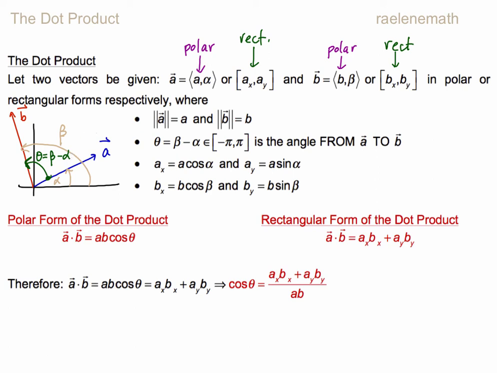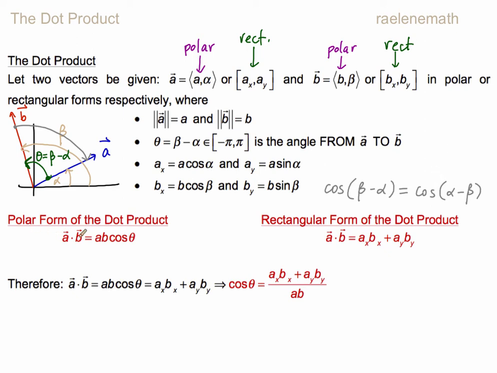However, if we reverse the direction, we would be measuring the angle from B to A, and we would get an angle of alpha minus beta. However, the cosine of beta minus alpha is the same as the cosine of alpha minus beta because of even symmetry. And so it's not really going to matter as far as the dot product is concerned whether we measure from one vector to the other or the reverse.